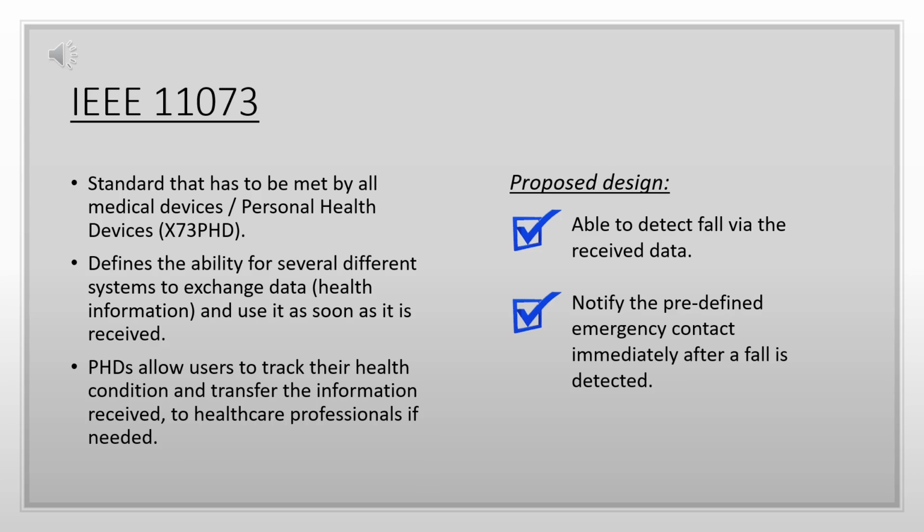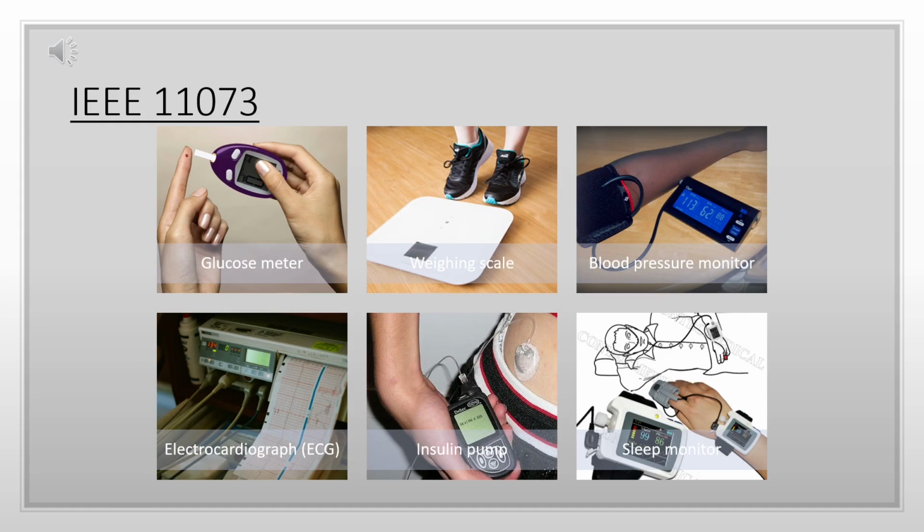Our proposed design will be able to meet the requirements for this standard, as the M5 Stick C watch is able to detect falls through the received data. Once a fall is detected, the watch will notify the predefined emergency contact immediately. The slide shows some examples of personal health devices that are all manufactured according to this standard. Here we have the glucose meter, weighing scale, blood pressure monitor, ECG, insulin pump, as well as the sleep monitor.